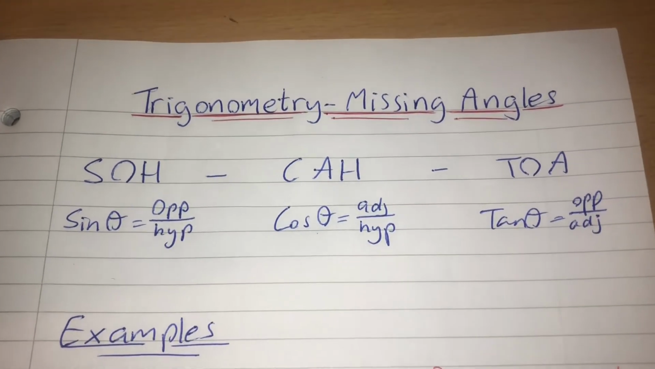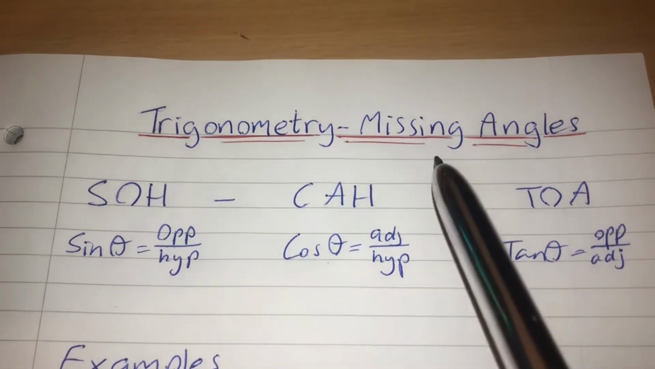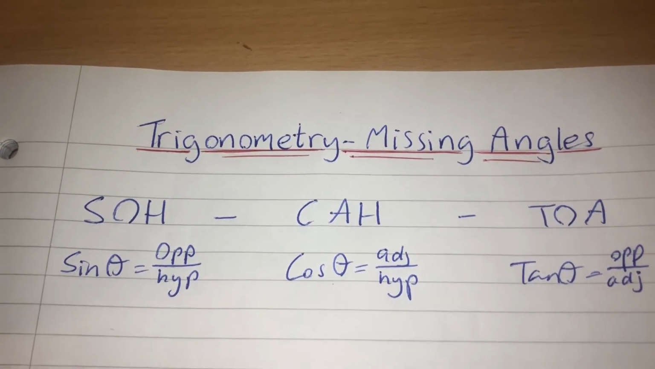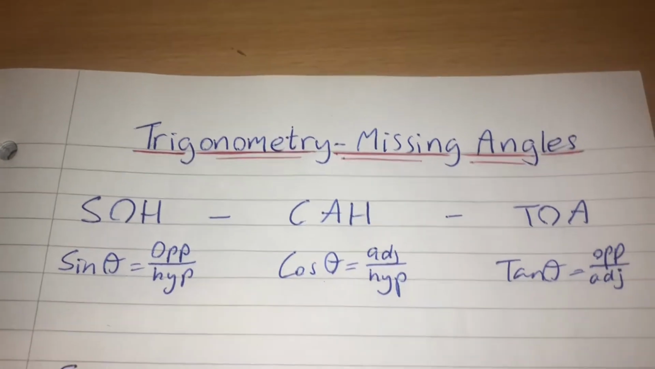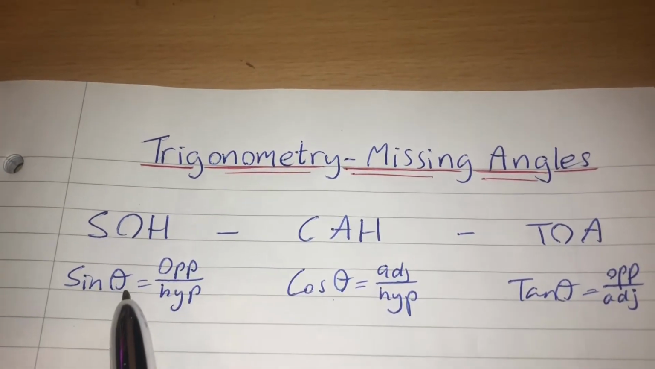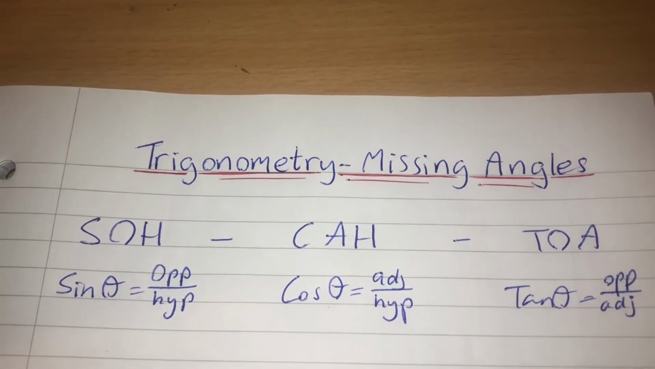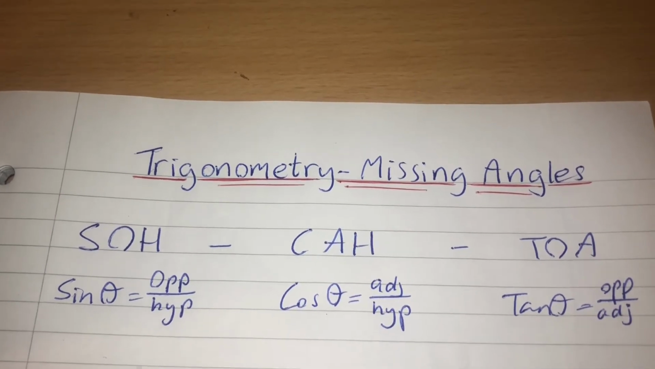So in our second trigonometry video, this time we're going to look at how we find missing angles within a right angle triangle. If you haven't already, it's extremely important that you watch the first lesson on how we find a missing side, because a lot of the same stuff is going to be used here.